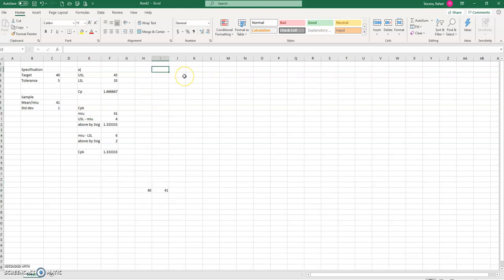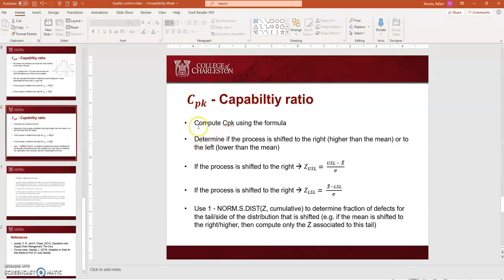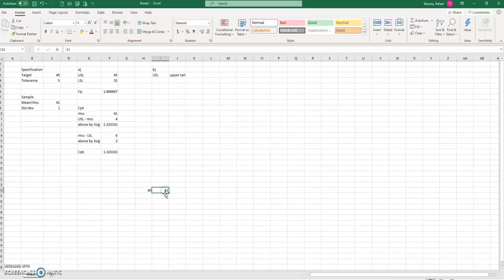So let's do this. My upper tail in this case is the upper specification limit. That's my upper tail. In this case it is the worst tail too, because it's shifted to the right. So this I have on this slide. Compute CPK, use the formula, determine if the process is shifted to the right. If it's higher than the mean, it's shifted to the right. That's our case. The mean should be 40, it is higher, so it's shifted to the right.